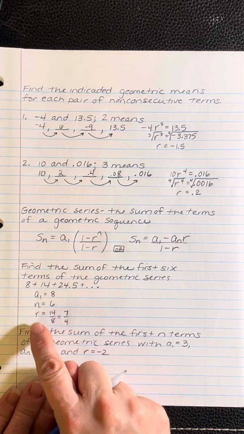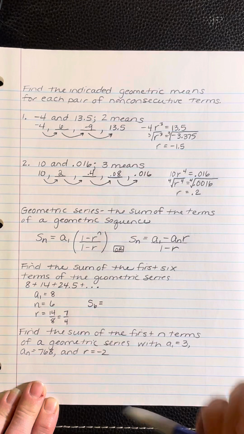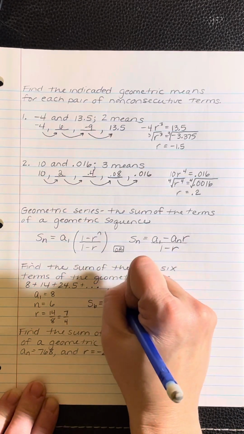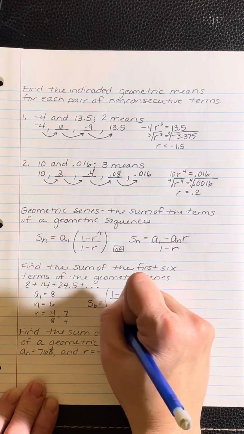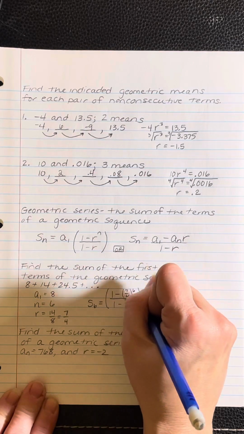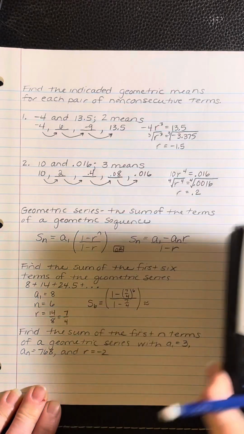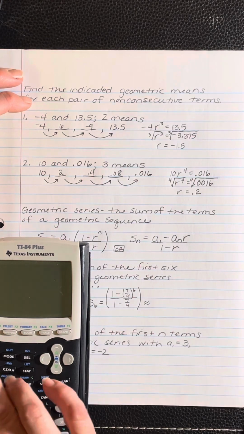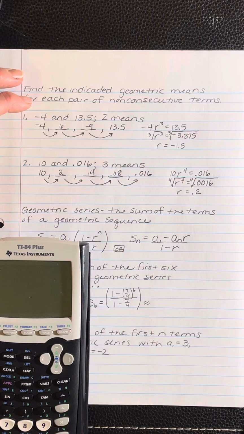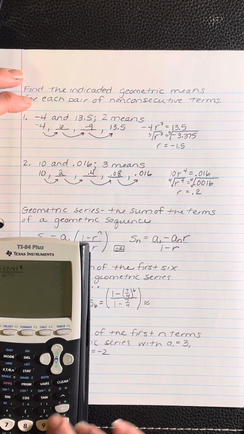So there's my a sub 1, my n, and my r. So I can use this formula. So my 6th partial sum is going to be 1 minus 7/4 to the 6th power divided by 1 minus 7/4. Using the calculator and being very careful. On top, I have 1 minus 7/4 to the 6th power. And on the bottom, I have 1 minus 7/4.